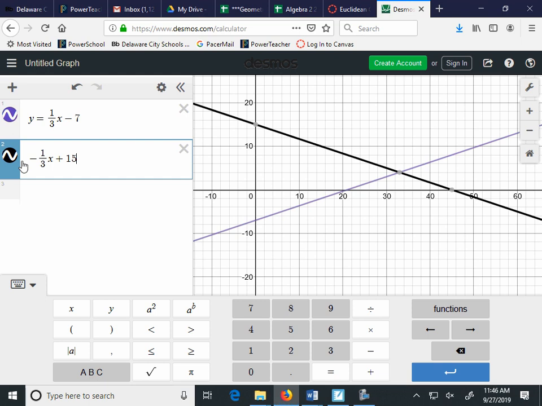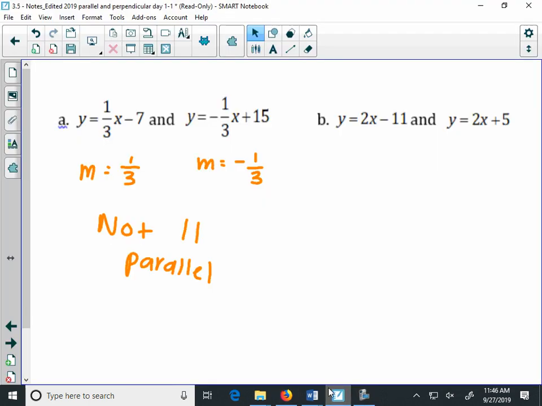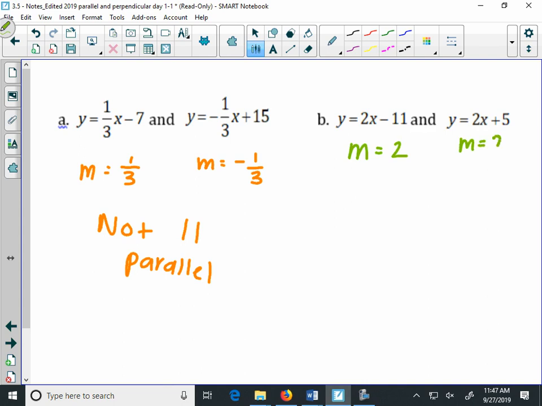Questions over that? If we take a look at the next one. What's the slope of my first line? 2. No x there. What's the slope of my second line? 2. What can we say about these lines? Parallel. Their slopes are exactly the same. They're both the same sign, same number.